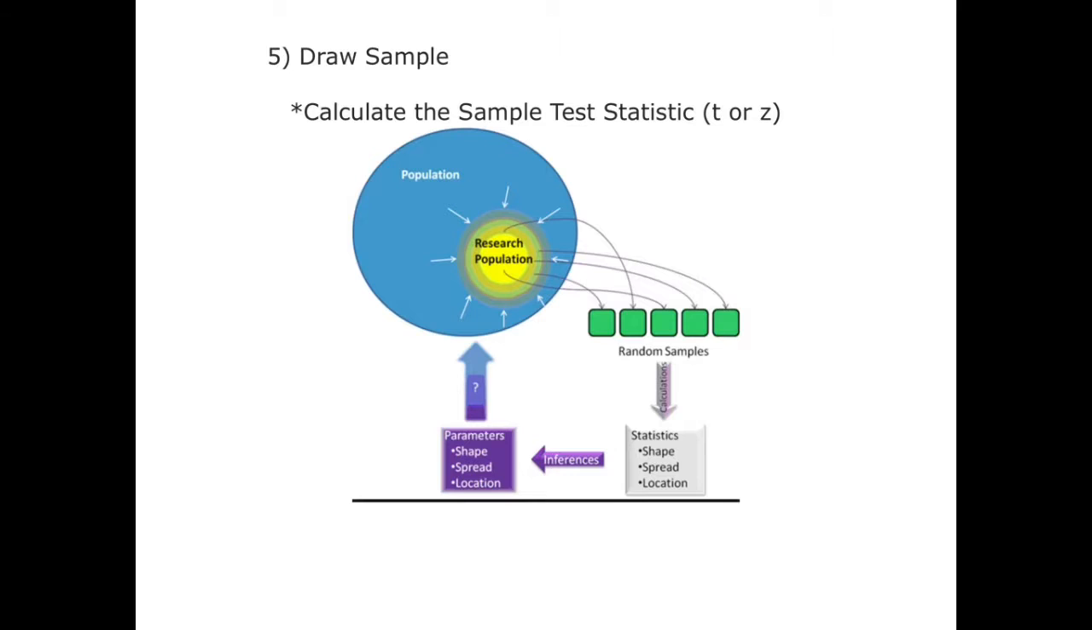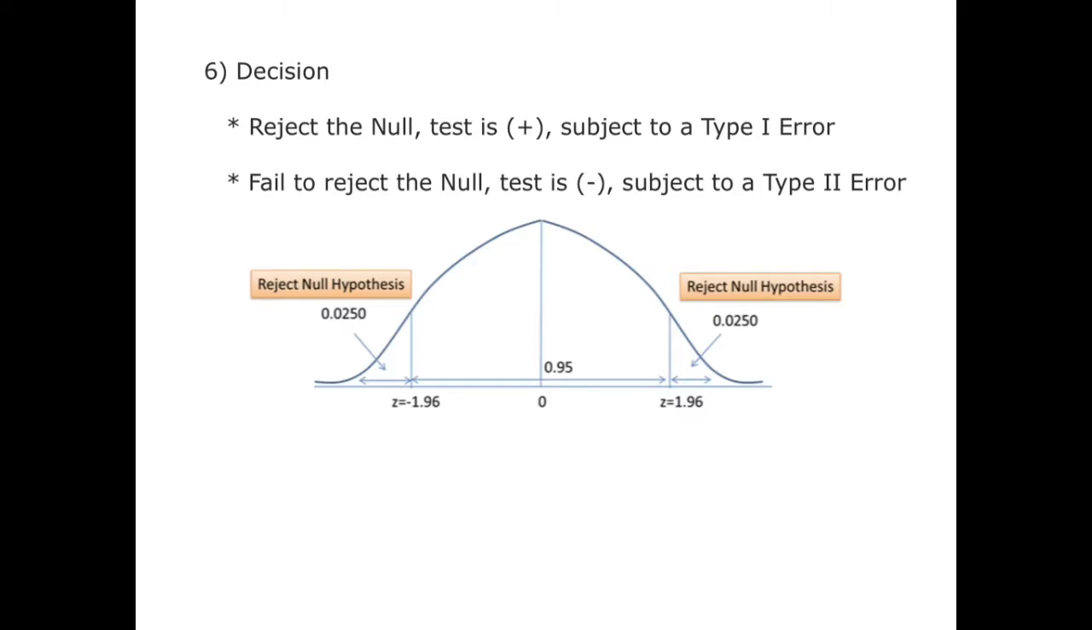Step 5, draw your sample. Calculate your standardized test statistic to serve as evidence for rejection. This will be either a T or a Z statistic from your sample. Step 6, the decision. If the test statistic is in the critical region, reject the null hypothesis. Otherwise, fail to reject the null hypothesis.